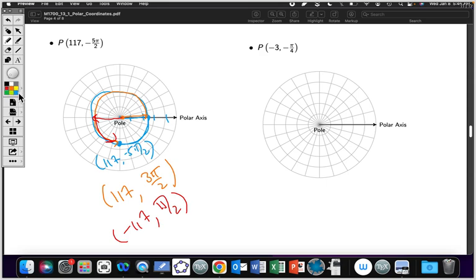Our last example here, we've got P is negative 3 comma negative pi over 4. So the negative 3, once again, I start at the pole, and I'm going to move 3 units to the left. The negative pi over 4 means I'm going to rotate clockwise pi over 4. So that would be 3 of these, right? Would get me there. So 3 pi's over 12, right? So 1, 2, 3. Yep, that would get me to the point negative 3, negative pi over 4.